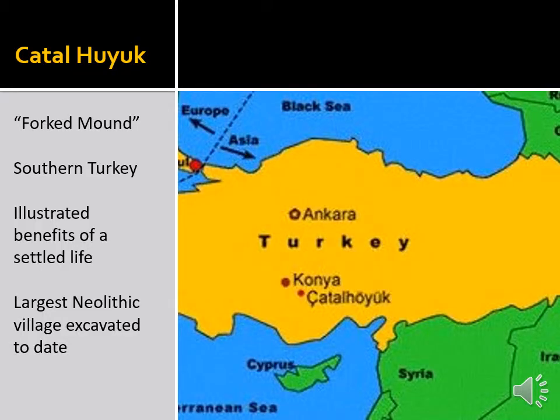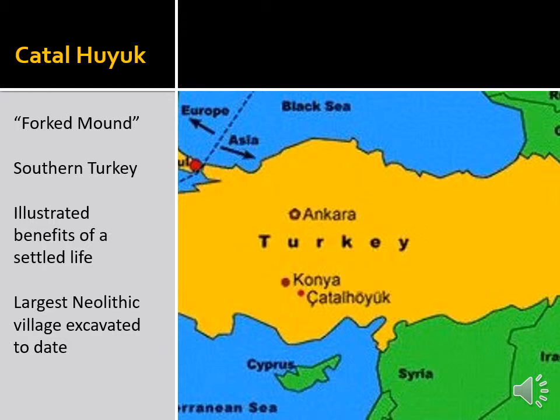So what were these early settlements like? Well, Catal Hayuk, which meant forked mound, was a settlement in southern Turkey, and it illustrated the benefits of a settled life. It was on a fertile plain, and the area's rich, well-watered soil produced large crops of wheat, barley, and peas. So they had a steady food supply of food that was healthy. Its agricultural surplus supported a number of highly skilled workers. Potters, for example, produced storage jars and cooking pots.